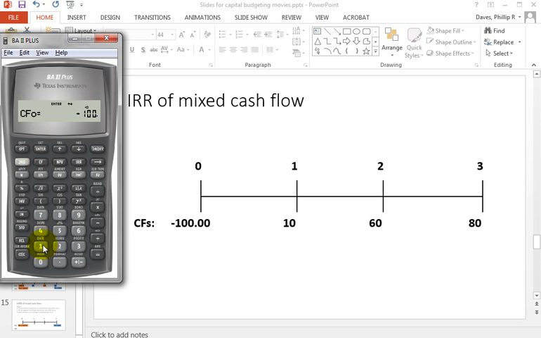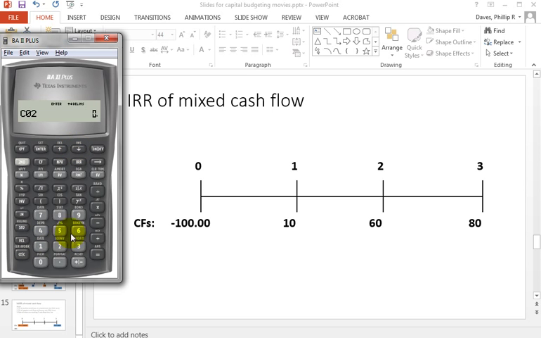Then the down arrow to get to the first cash flow. So cash flow 0 was negative 100. The first cash flow is 10. And now we want enter. And the frequency of that is 1. And notice the enter is already pushed there. And now go down arrow.